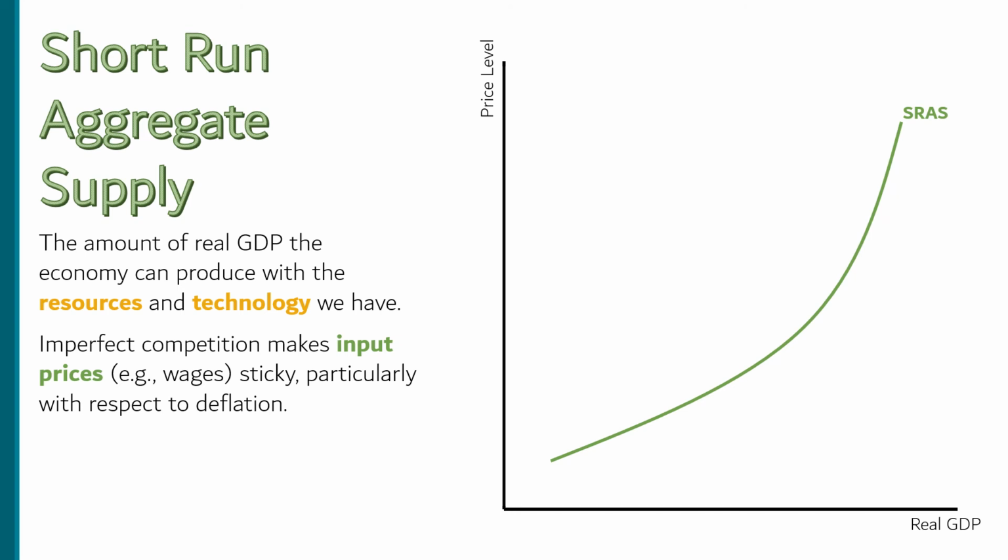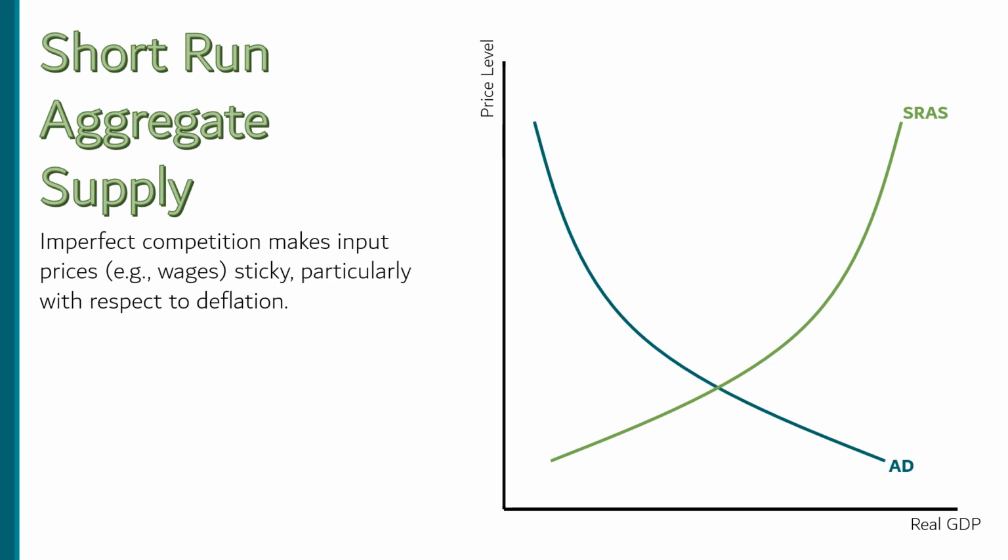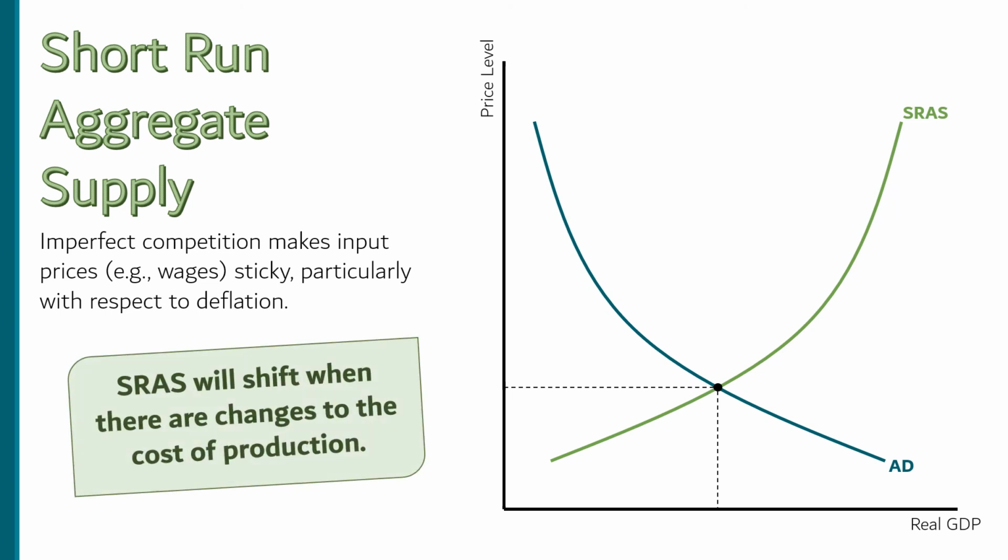But SRAS has another assumption added to it. Imperfect competition makes input prices, for example, wages, sticky, particularly with respect to deflation. This means that if those input prices get unstuck, short-run aggregate supply will shift to accommodate the change. When we add aggregate demand to our graph, we are able to determine the price level and real GDP for the economy. SRAS will shift when there are changes to the cost of production, which change input prices.